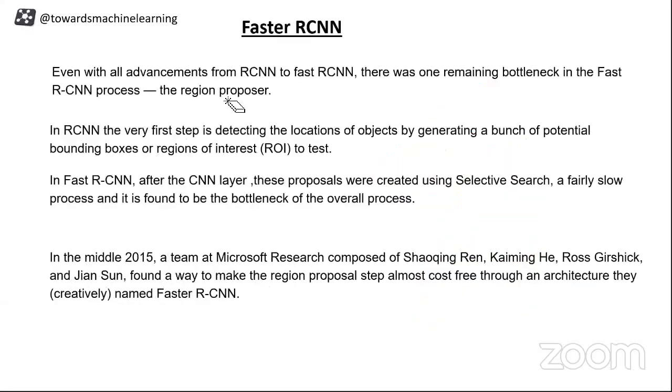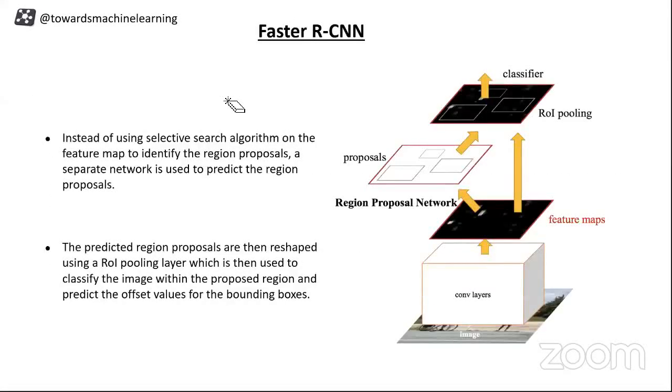In faster RCNN, similarly, they pass the whole image through a convolutional neural network and get feature maps. One bottleneck in RCNN and fast RCNN was that they were using selective search. Selective search is also computationally too costly, and we don't want that.